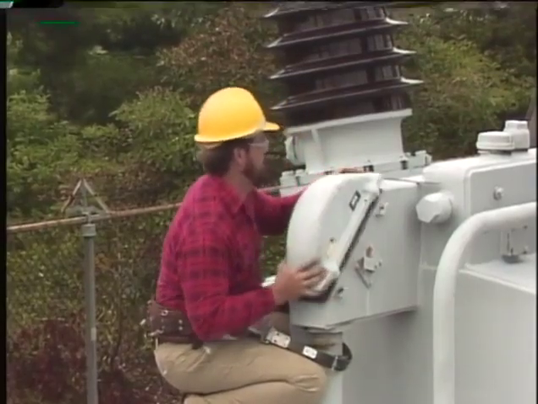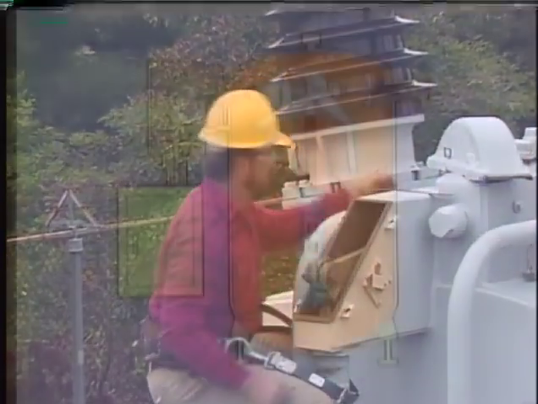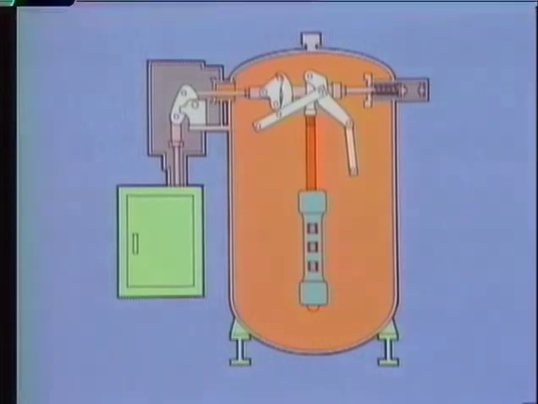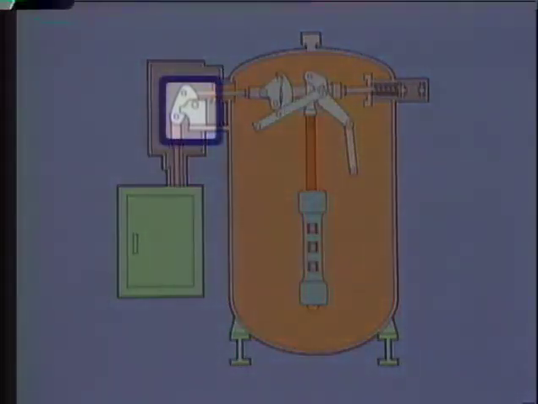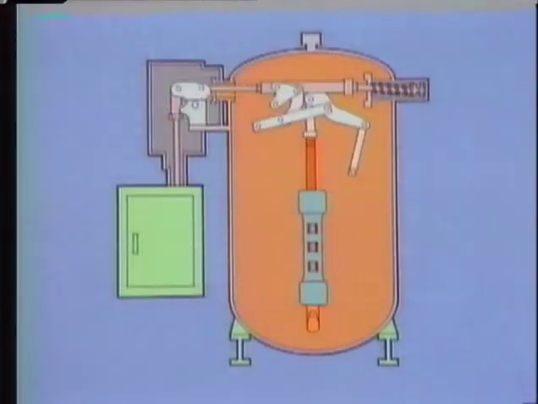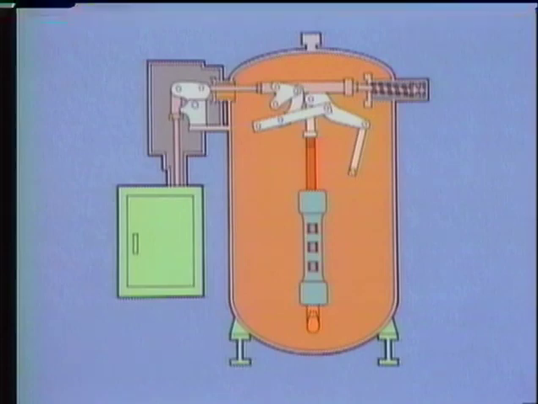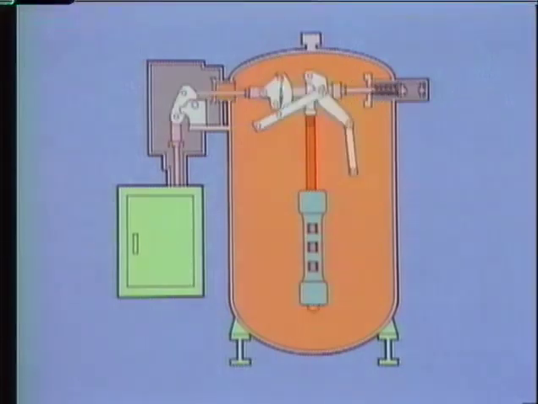Some other important checks are for bell crank and operating rod adjustments. As shown in this simplified illustration of an oil breaker, a bell crank is a mechanism that changes the direction of mechanical motion, such as the motion of operating rods from horizontal to vertical motion. It also sometimes multiplies movement, such as changing a short movement into a longer movement.